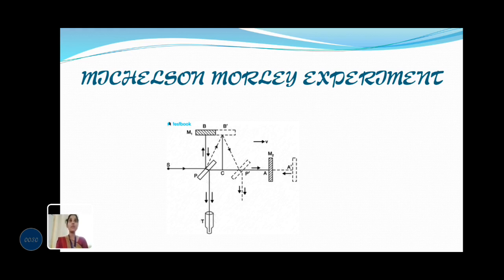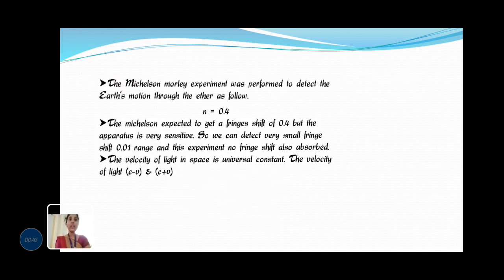The whole apparatus was floating on mercury. PA is the direction of earth motion and PB is perpendicular to the direction of earth motion. The result of the experiment is n is equal to 0.4. Michelson expected to get a fringe shift of 0.4, but the apparatus is very sensitive, so we can detect very small fringe shifts in the 0.01 range, and in this experiment no fringe shift was observed. The velocity of light in space is a universal constant, not c minus v and c plus v.